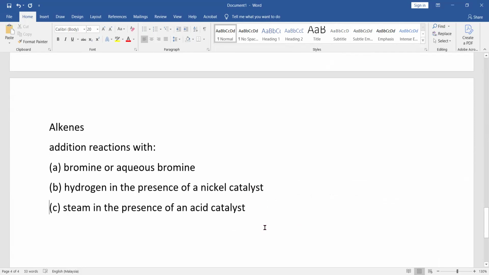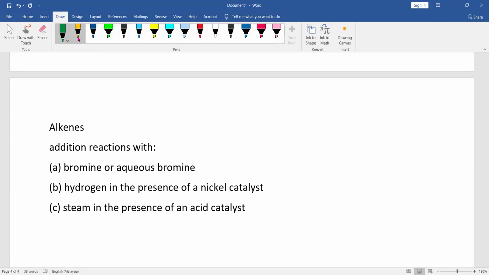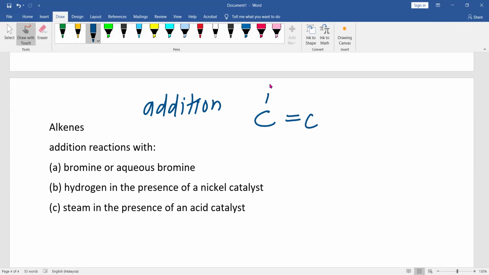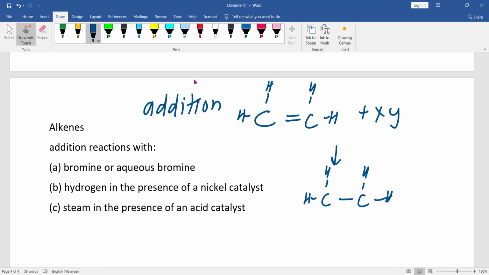Okay. The reaction that alkenes can do is called addition. Addition is like this. An alkene must have a double bond, right? So when you add anything, whatever you add, the double bond will open up. It's like your hands are folded, and when I open up, it becomes like that. Who can I add with? I can add with bromine, hydrogen, and steam. Just three things: bromine, hydrogen, steam.